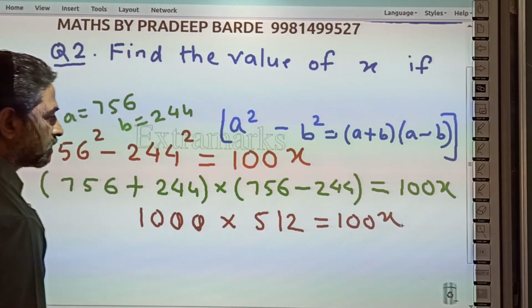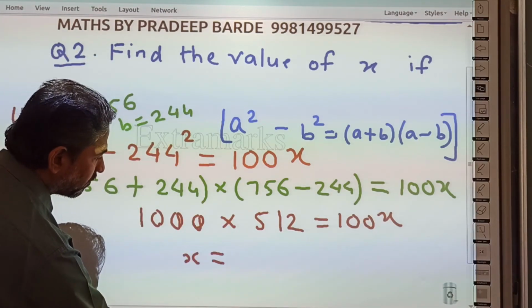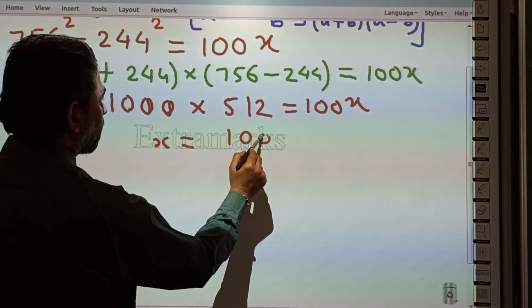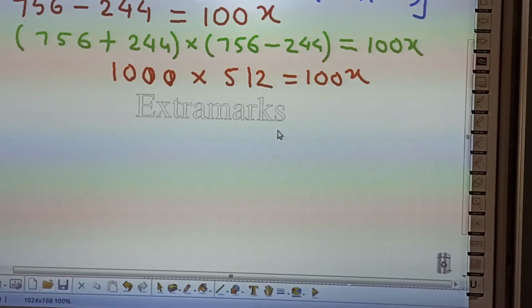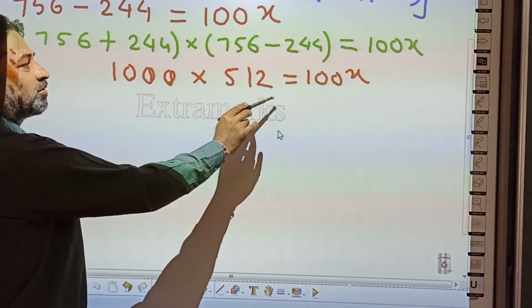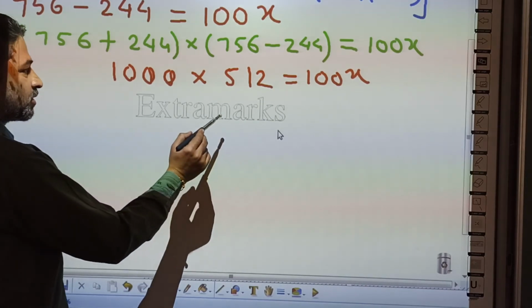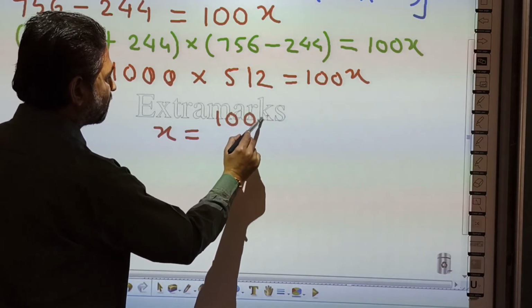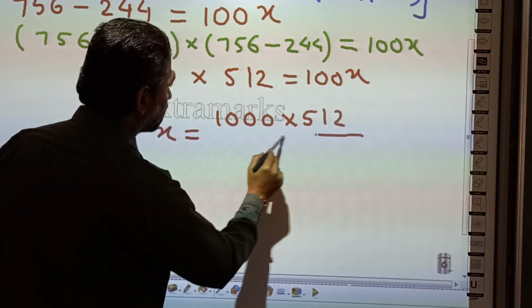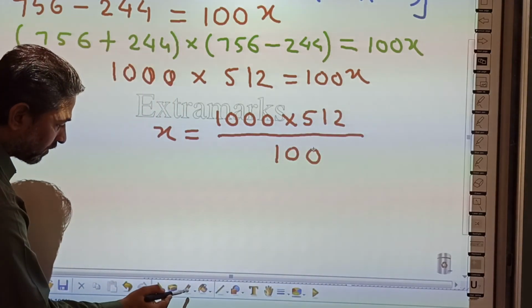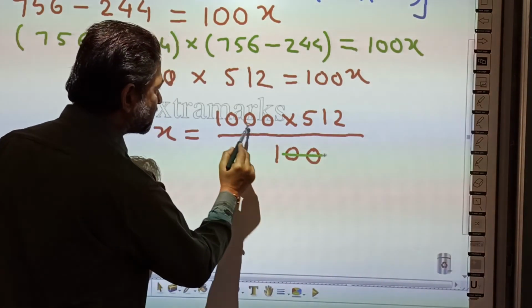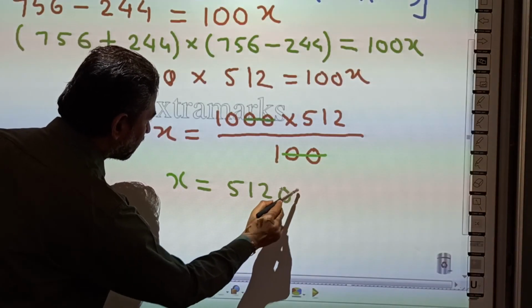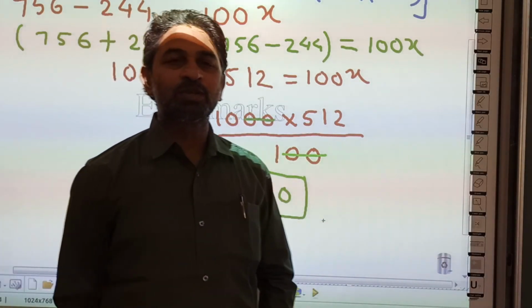512 into 1000 is equal to 100x. Therefore x will be equal to 1000 into 512 is equal to 100x. So x is equal to 1000 into 512 divided by 100. सिंपली बच्चों कैंसिल कर दीजिए, 100 और 1000 को कैंसिल किया, so we get x is equal to 5120 and this is the answer.